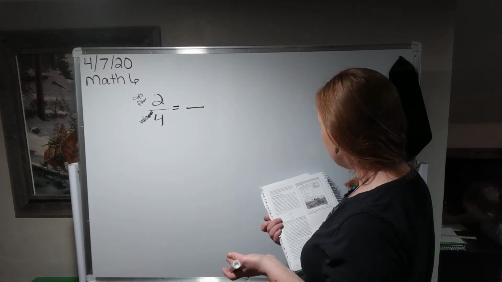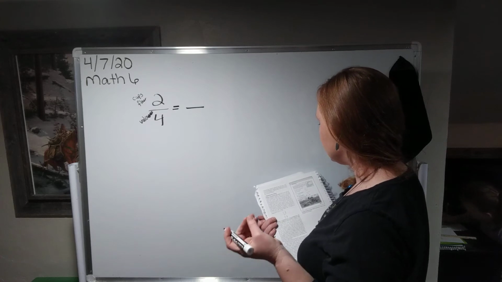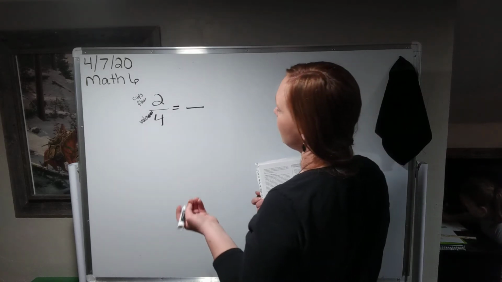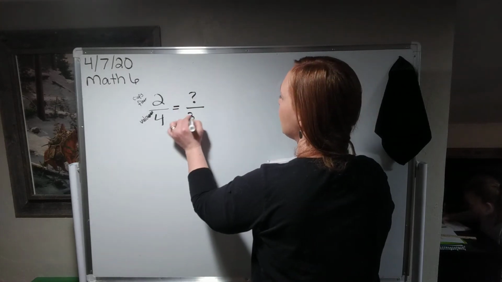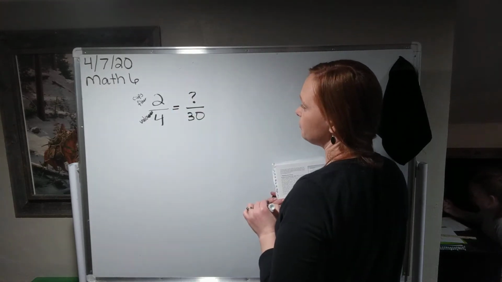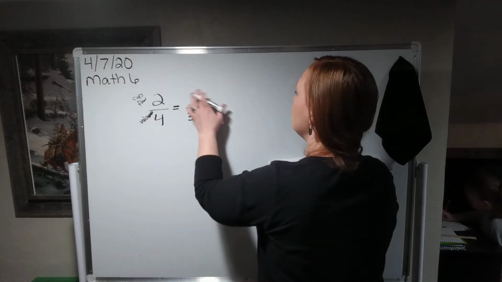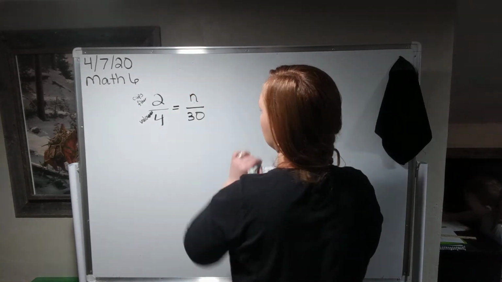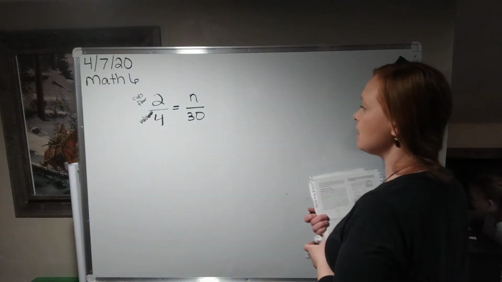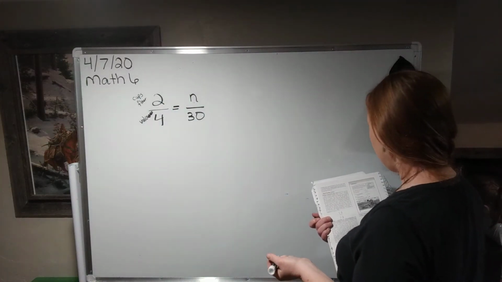And what information did they give us? How many cups does she need to make 30 volcanoes? So this is our question. How many cups does she need to make 30 volcanoes? Okay, so I'm going to go ahead and mark this one with an N. That's a number we don't know. That's the number we're trying to solve for.